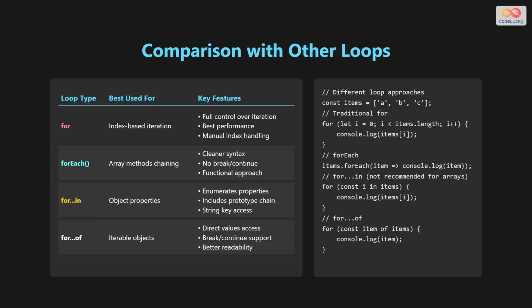For example, to iterate over an array of items, we can use the traditional for loop, forEach loop, for...in loop, and for...of loop. Each of these loops has a different way of accessing elements of the array.